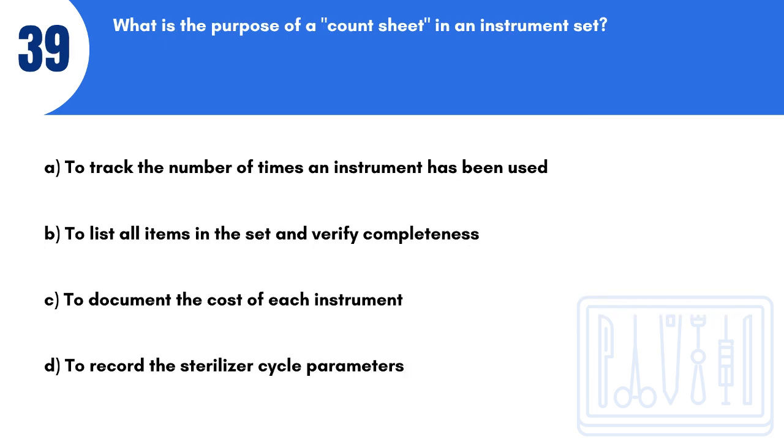Question 39. What is the purpose of a count sheet in an instrument set? A. To track the number of times an instrument has been used. B. To list all items in the set and verify completeness. C. To document the cost of each instrument. D. To record the sterilizer cycle parameters.